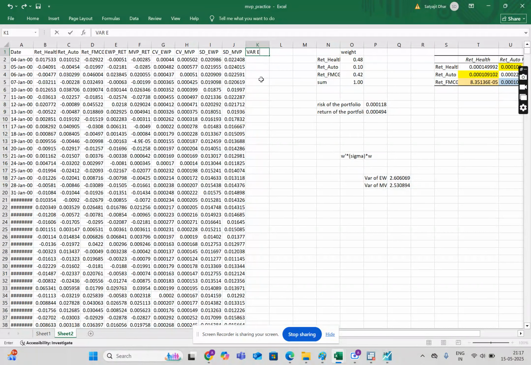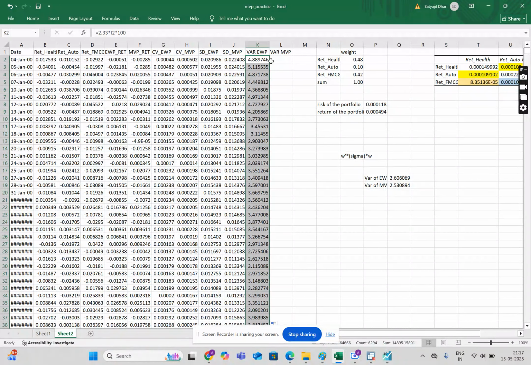So now let us find the VaR. So value at risk of EWP and value at risk of MVP. So value at risk of EWP will obviously equal first the Z score, that is 2.33, multiplied by the standard deviation, that is the sigma, multiplied by 100. So here it is. So now you have it on a daily basis.